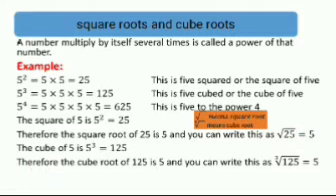So also, the cube of 5 is 5 raised to the power of 3, which is equal to 125. So therefore, the cube root of 125 is 5. And you can write this as cube root of 125, which is equal to 5. I told you that this sign means cube root, and this sign means what? Square root. Now, let's continue.